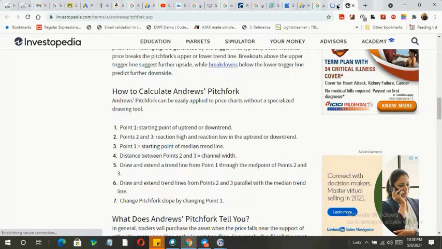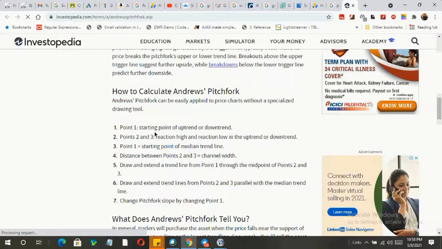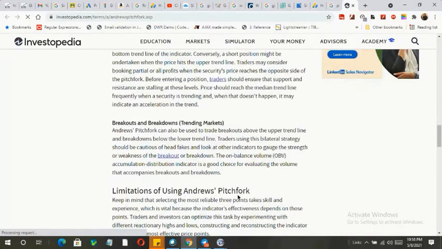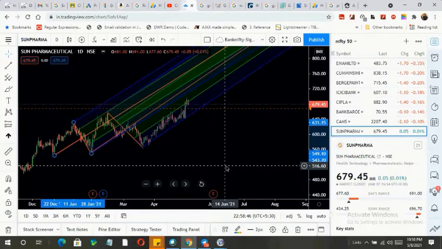Point 1 is the starting point of an uptrend or downtrend. Points 2 and 3 are a reaction high and a reaction low in an uptrend or downtrend. Most people don't understand this point, how to draw this and how to use this. So I am telling you how to draw this one and how to use it.